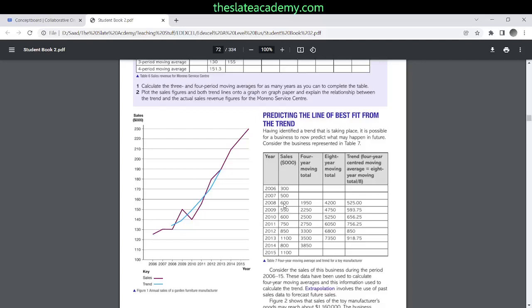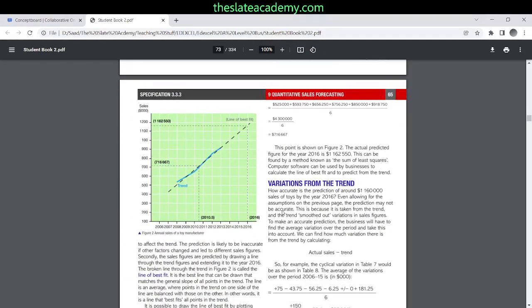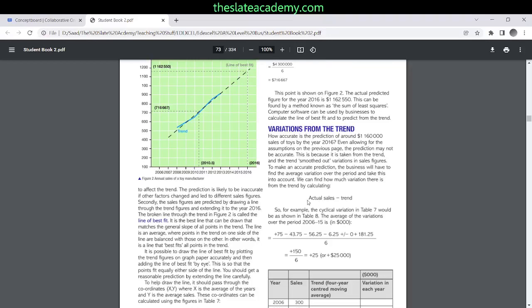And for some periods there would be positive variation, for some periods there would be negative. For example, the very next season, the trend says that the sales should be 593.75. However, the actual sales is just 550 in 2009. What's that called when you minus trend from sales? Variation. Seasonal variation. Got it?